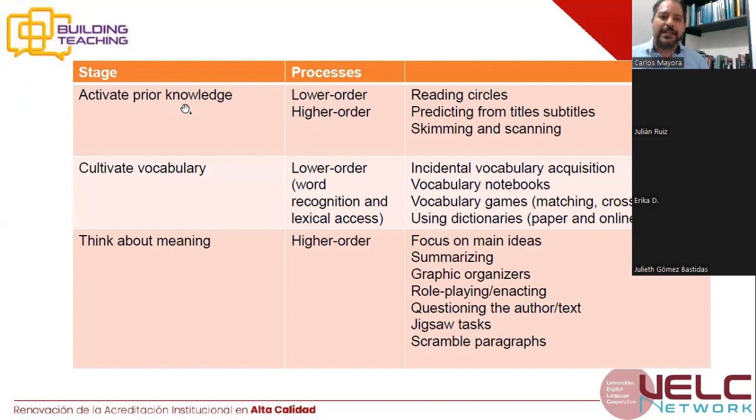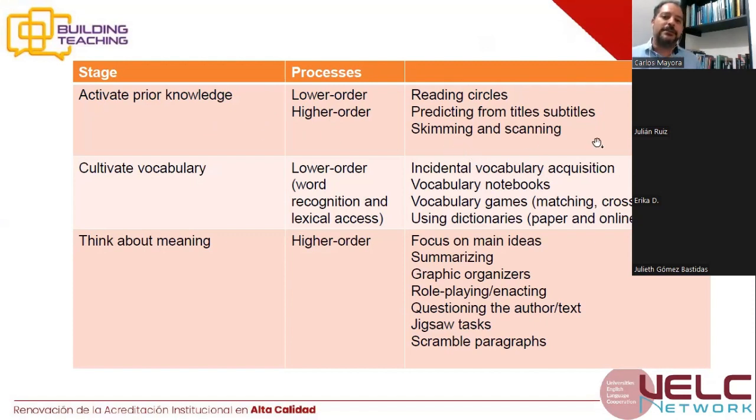So when you activate prior knowledge, what processes are involved? Both lower order or lower level and higher level processes, okay? And how can you get students to activate their prior knowledge? By reading circles, activities in which students just read for general information and for fun without too much analysis of the language, but just for the general gist. You can have students predict from titles and subtitles. You can have students do skimming and scanning.